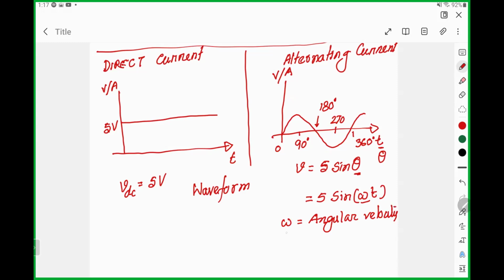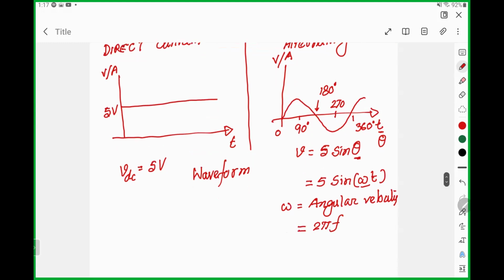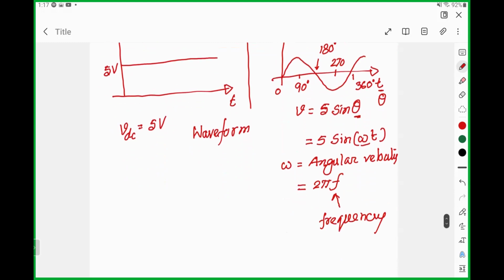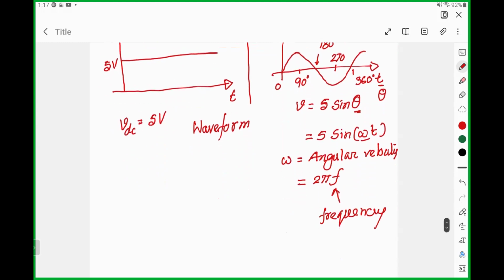Okay, and this is sometimes written as 2πf. Pi is a constant, and f is the frequency of this signal. So if you translate this for our case in a power system, what is the frequency? 50 hertz. So we will translate to 50 hertz.